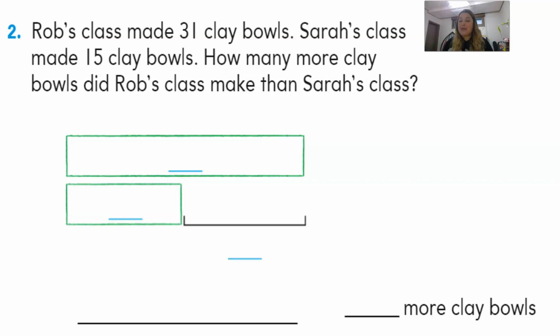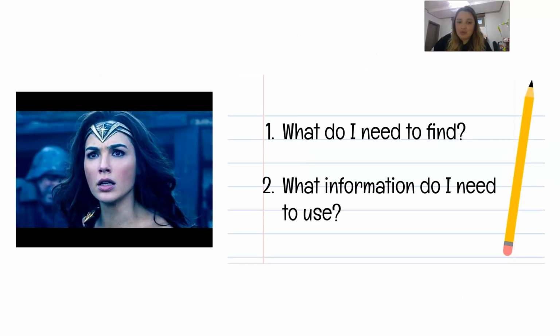Rob's class made 31 clay bowls. Sarah's class made 15 clay bowls. How many more clay bowls did Rob's class make than Sarah's class? So here is Wonder Woman, and Wonder Woman is going to help us solve this problem. Wonder Woman, what questions do you need to ask yourself? The first question is, what do I need to find? And the second question is, what information do I need to use?